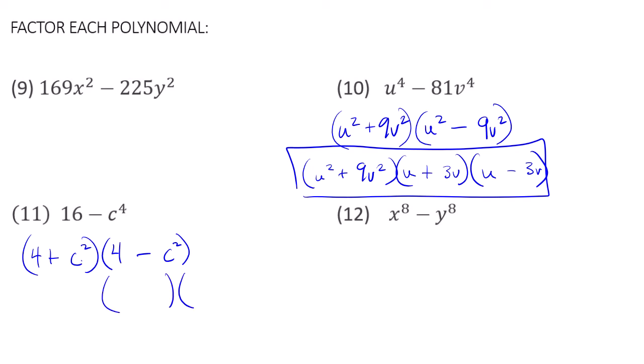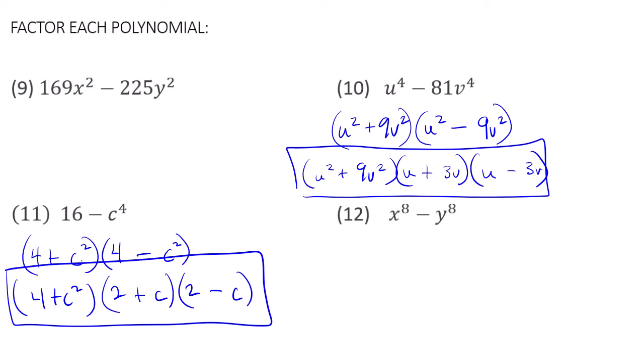So I'm going to bring down the 4 plus c squared. So that's good the way it is. And then I'm going to factor this. So it's going to be the square root of 4 is 2. So I put 2 in the first spot. The square root of c squared is c. So I put that there. Plus and a minus. And that's completely factored.